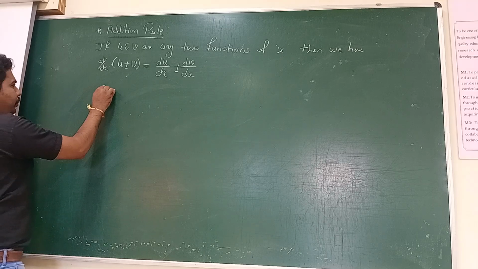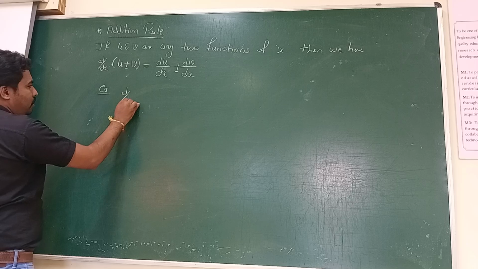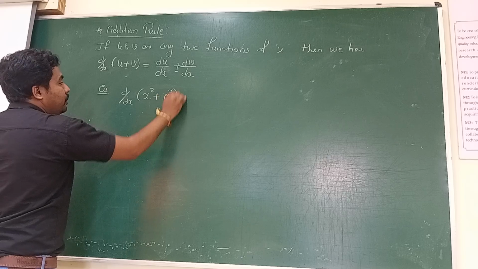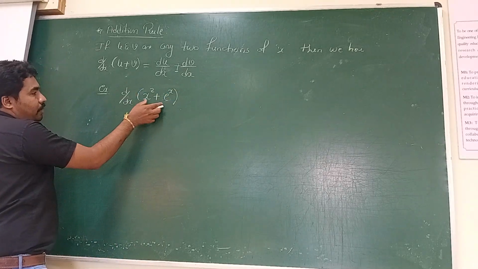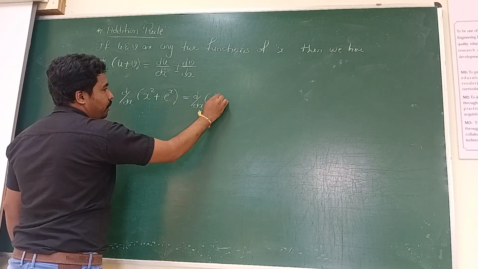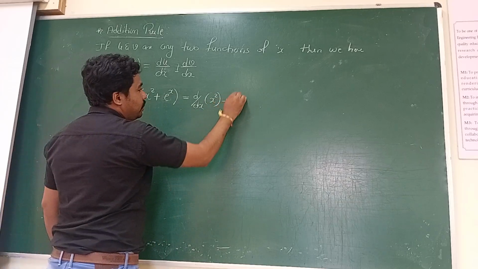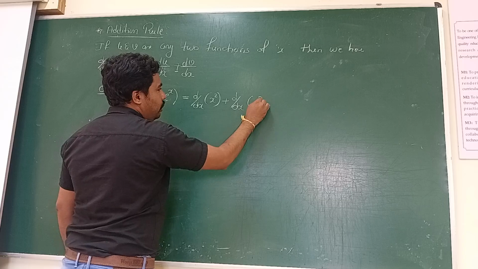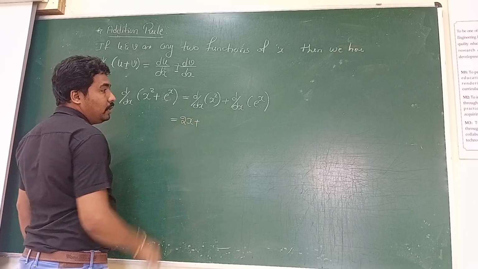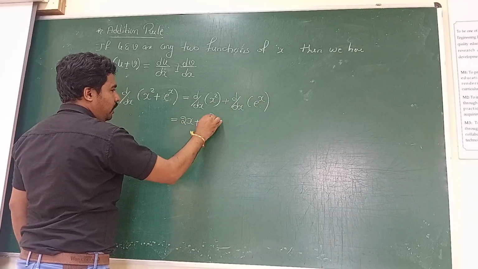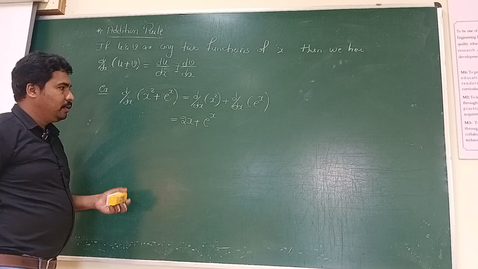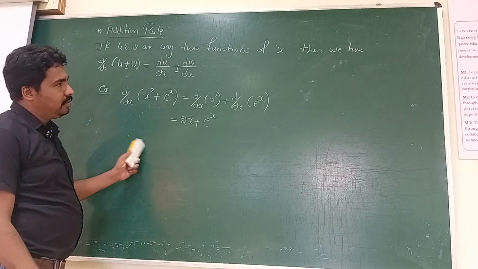For example, if I take a simple example, differentiation of x square plus e power x. So it is in the form u plus v. So we have to operate the differential operator separately. It is differentiation of x square plus differentiation of e power x. Differentiation of x square is 2x, and differentiation of e power x is e power x. Very simple concept. Many of the students feel that differentiation is very difficult, but it is a very simple concept.